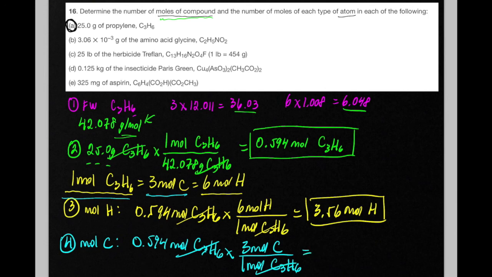Another way of saying this is that there's 3 times as many carbon atoms per 1 mole of the propylene because of the subscript. So once again, you want to round this off to 3 sig figs, so that's going to be 1.78 moles of carbon.